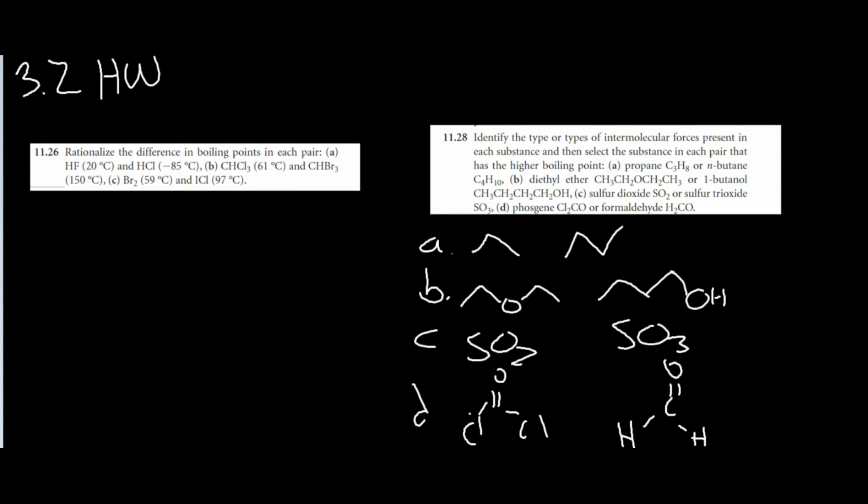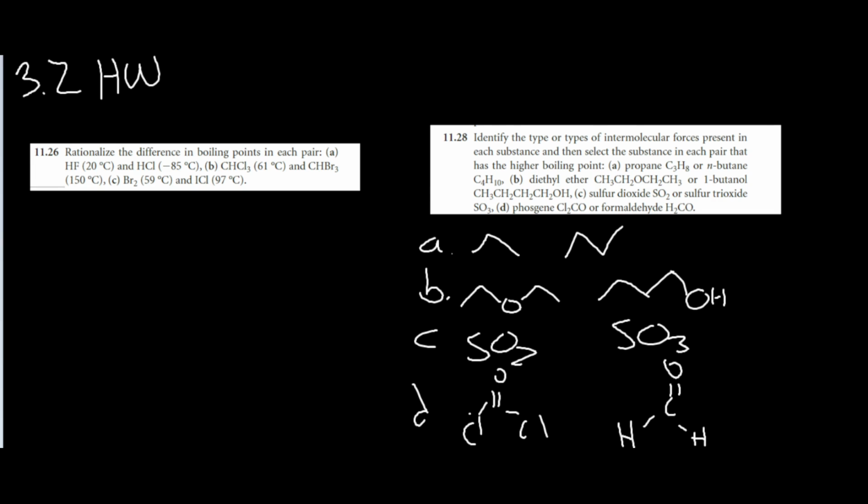So 26 and 28, these are kind of the same question. Rationalize the difference in boiling points between each pair. For A, we have HF and HCl. HF has a higher boiling point because it benefits from hydrogen bonding, where fluorine is the most electronegative element on the periodic table, so it qualifies as having hydrogen bonding along with nitrogen and oxygen. So that's why on A.